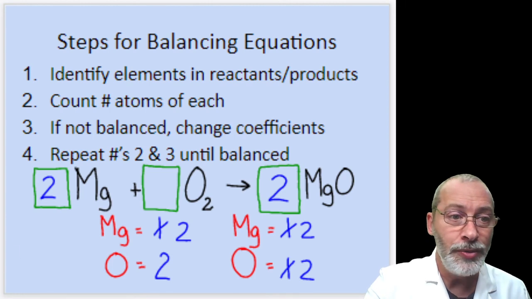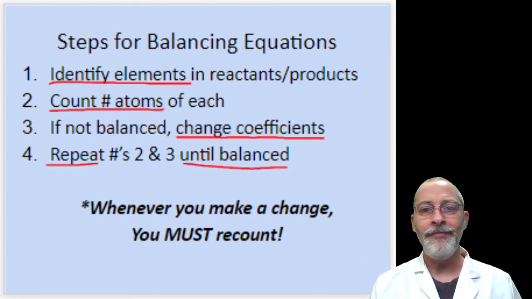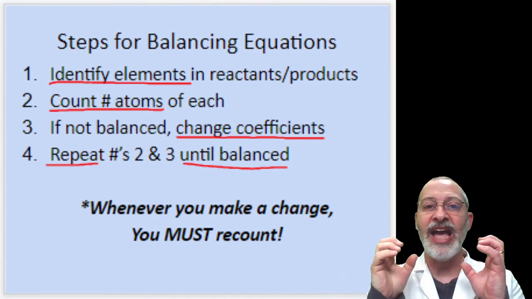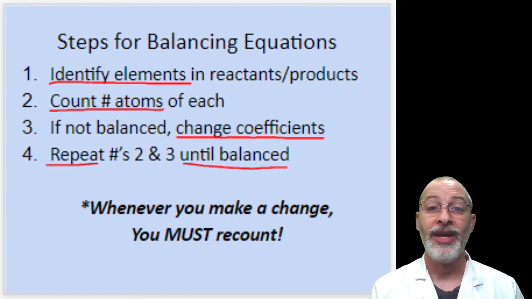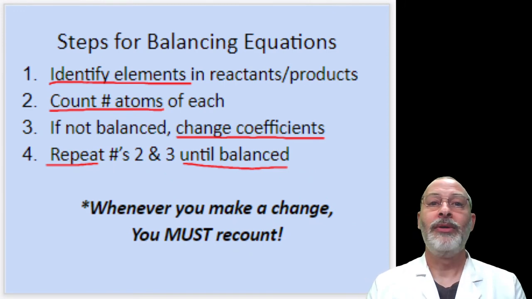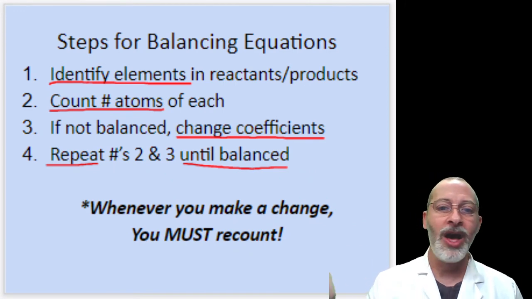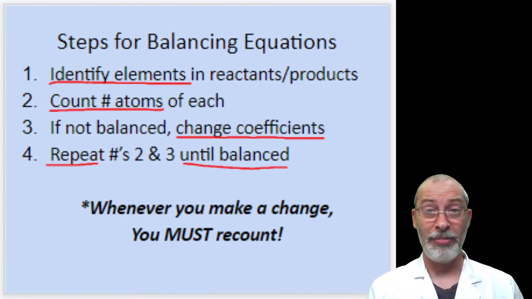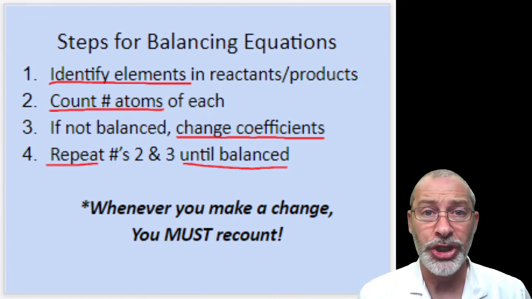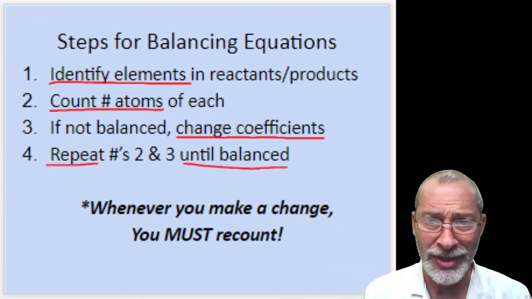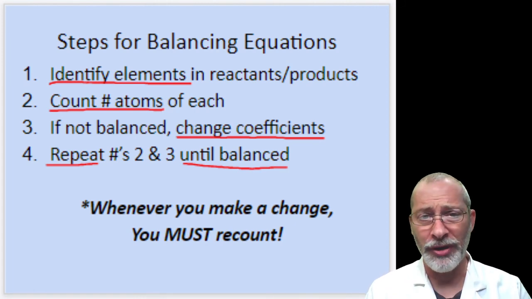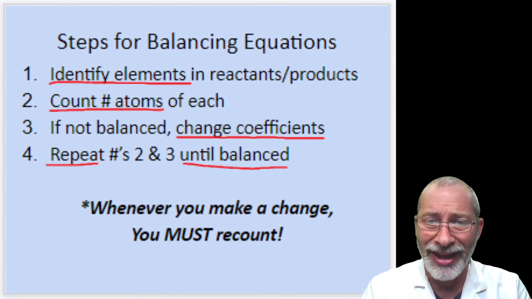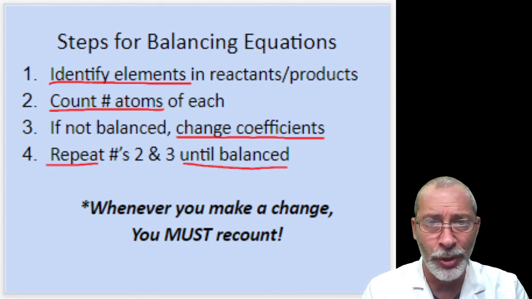So to review, step 1, identify elements. Underline those 2 words in your notes. Identify elements is step 1. Step 2, count the atoms. Count the number of atoms. Underline those words in your notes. Step 3, if not balanced, change coefficients. Underline those words in your notes. Change coefficients. And step 4, repeat until balanced.